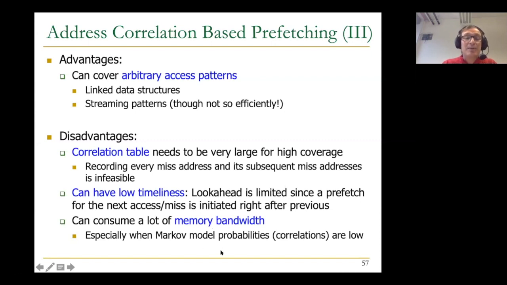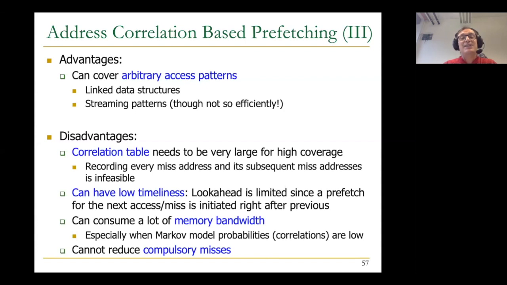And it can consume a lot of memory bandwidth, especially when Markov model probabilities or correlations are low basically. And especially if you want to have high timeliness. So these prefetchers are, while they're a really interesting idea, usually not very practical. But it's important to cover these prefetching ideas because it's a good idea.